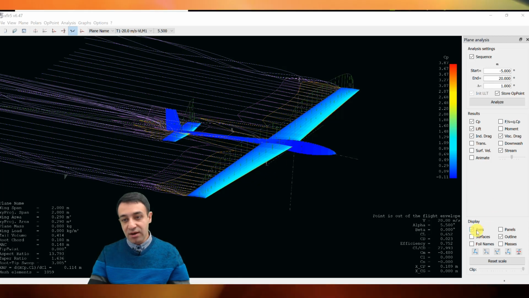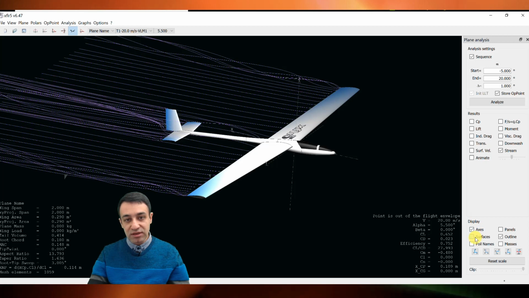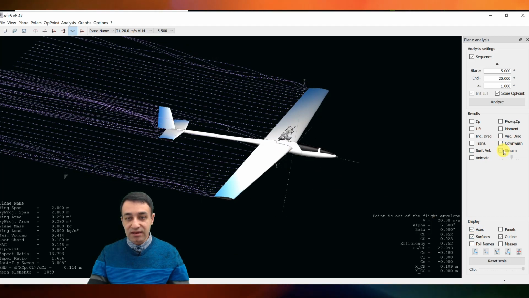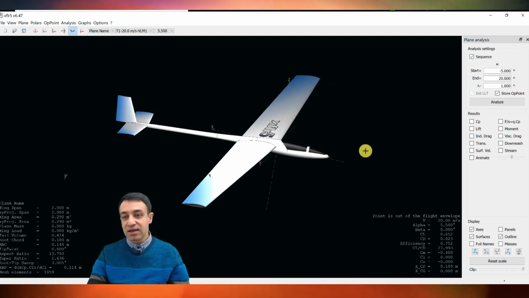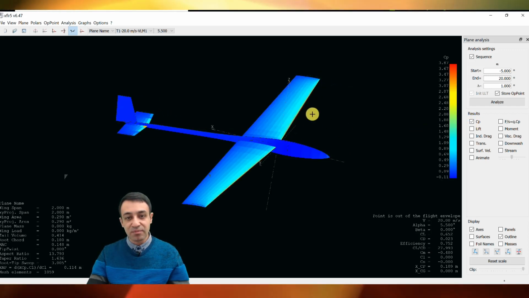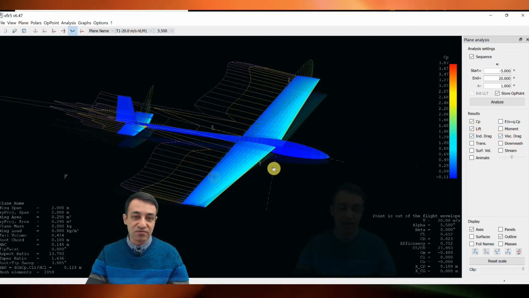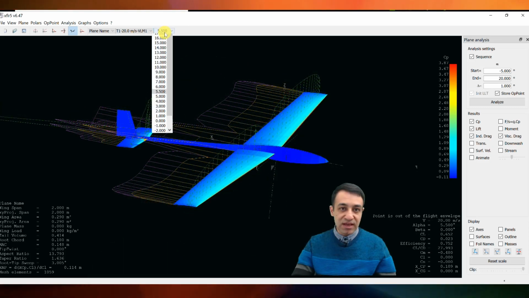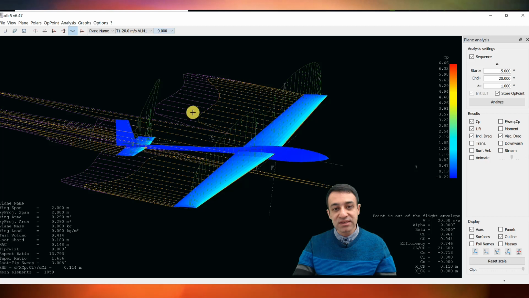So here, as an example, we have modeled the whole aircraft, and we can run different types of aerodynamic analyses. Here we can see the pressure distribution, the lift distribution, and also the different types of drag. We can change the angle of attack, and we can see how these aerodynamic forces change with the changing angle of attack.